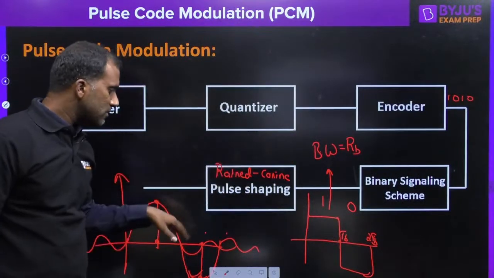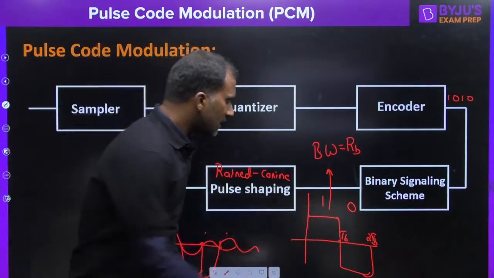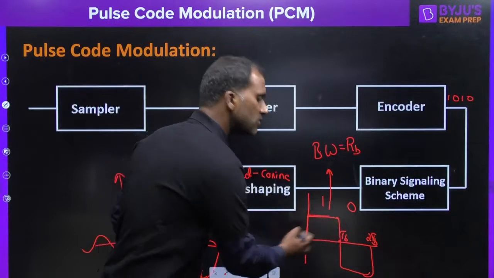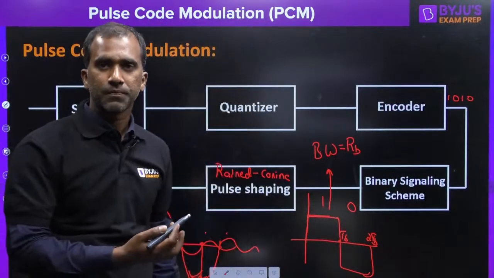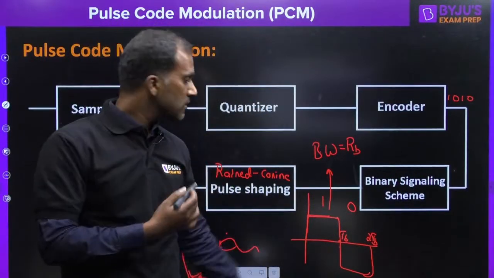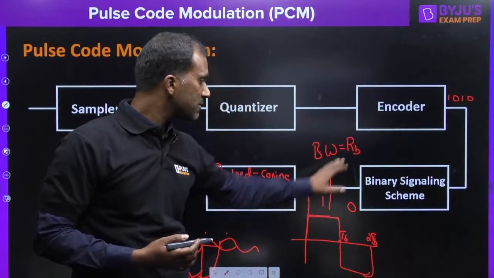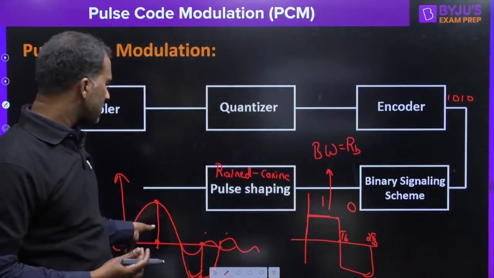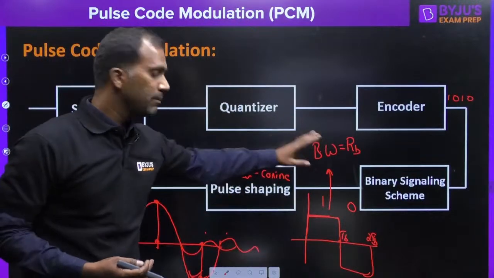So when you use a smooth pulse, a smooth shape, what happens? Rectangle is a sudden change. Sudden change always represents faster change. Faster change means high frequency. So that's why this will have higher frequencies, which means higher bandwidth. Because of pulse shaping, because of a smooth shape, bandwidth can be reduced.